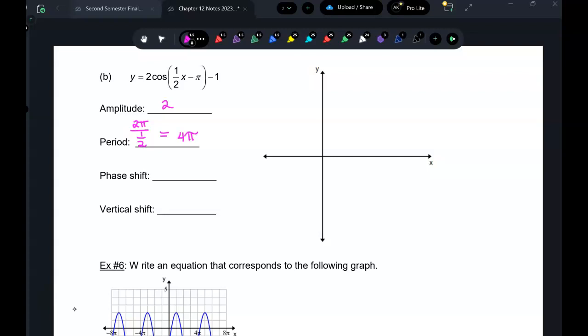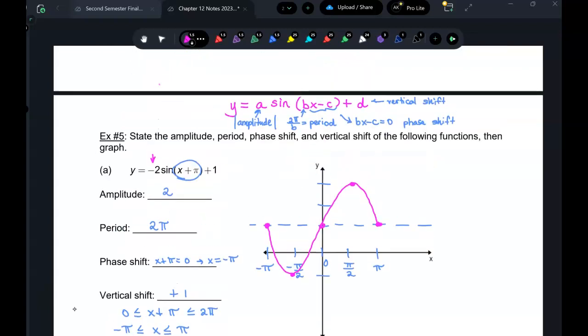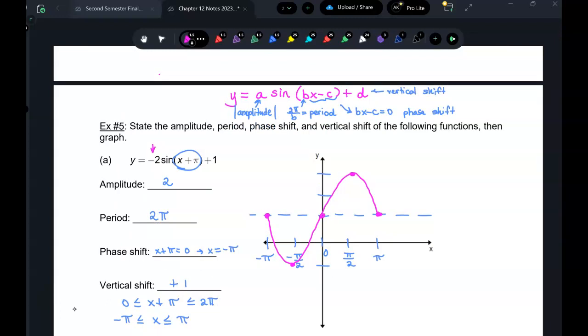Yeah, that makes sense. Wait, but why is it over 2 pi? Why isn't it just pi? Because if you set it equal... it has to be 2 pi. It's always 2 pi. The period is always 2 pi over B.